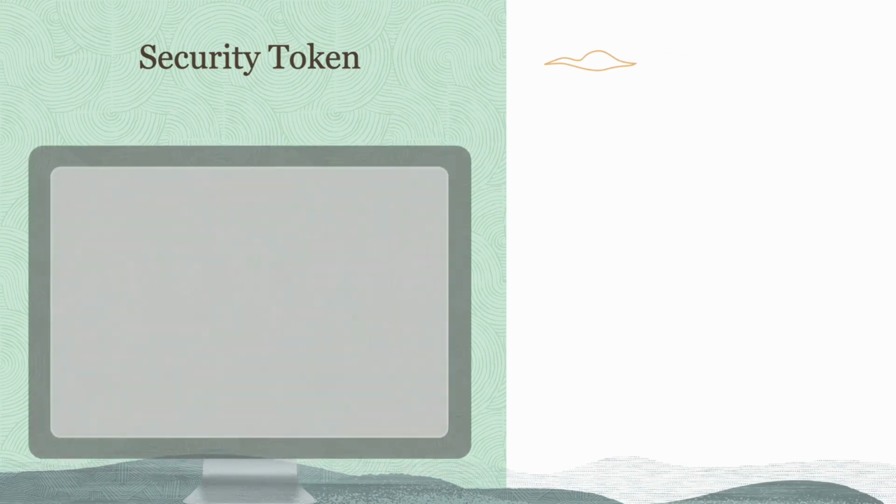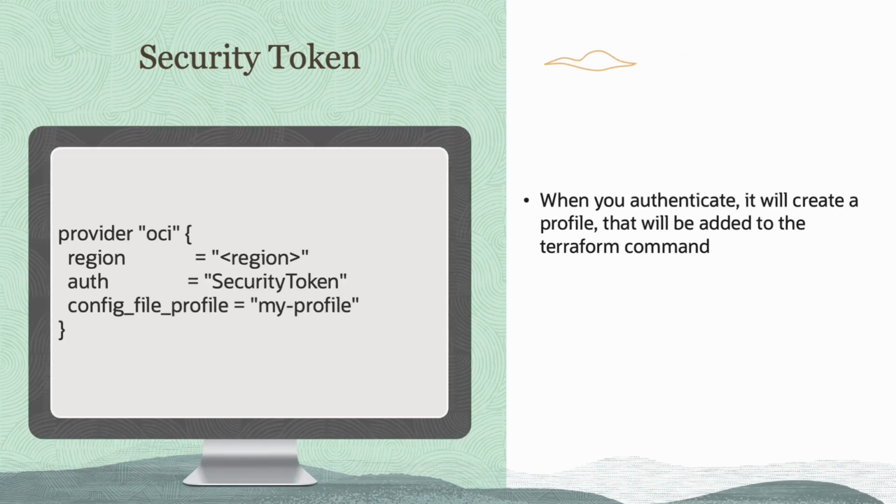When a security token is used, your provider block can be as simple as this. Authenticating using a security token is secure and effortless. The token expires after some time as a security measure. Even if you don't terminate the session, the expiration will get you covered.